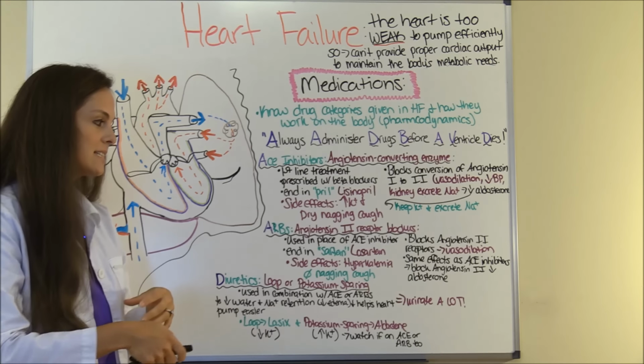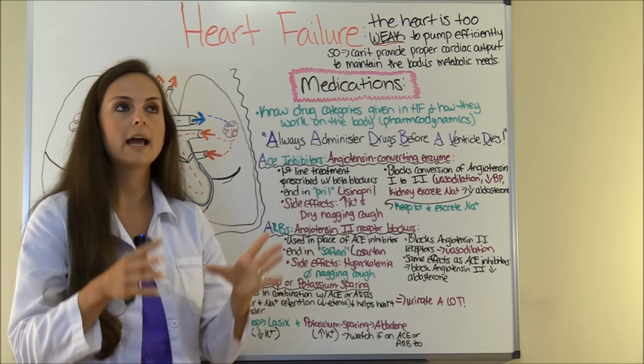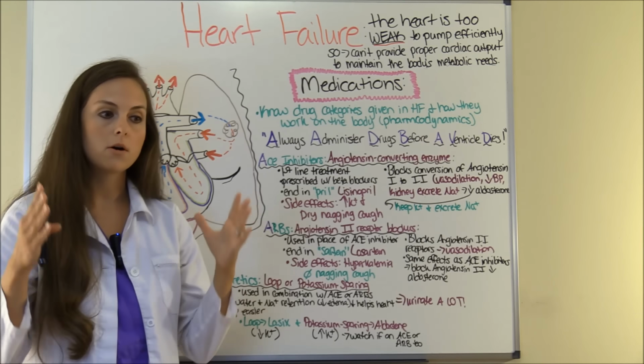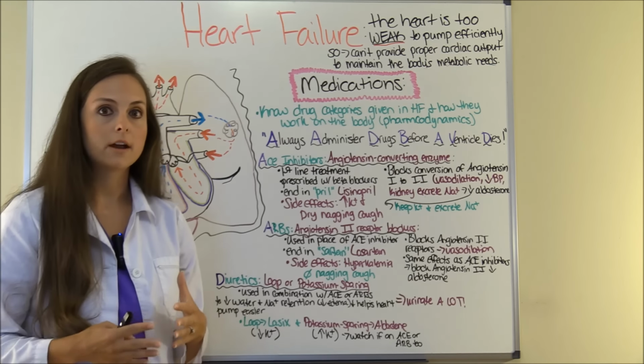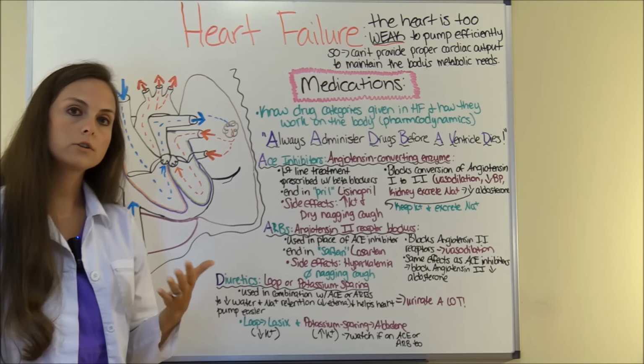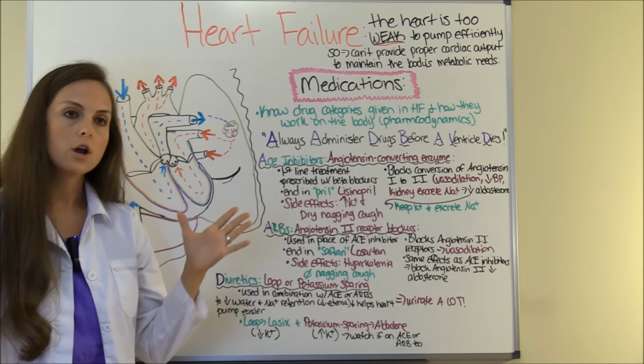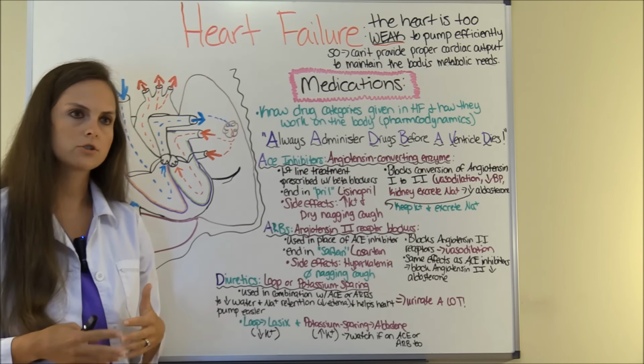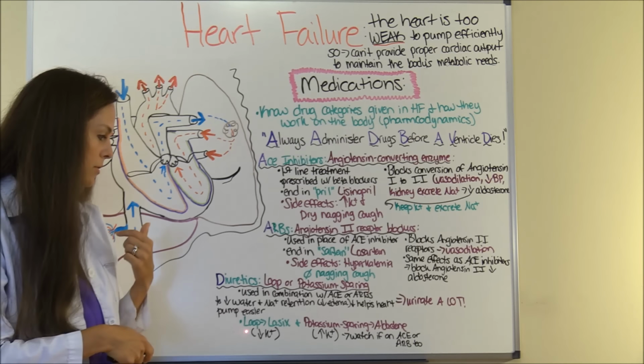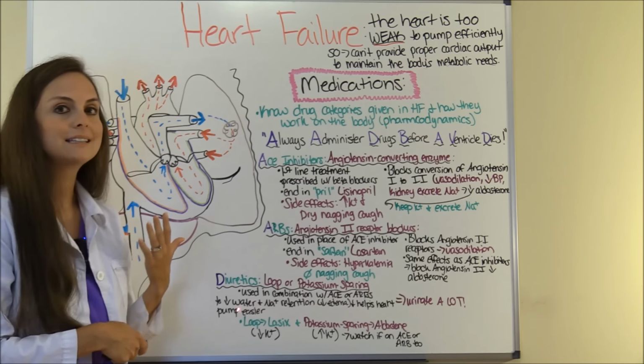However, a side effect of this is that this patient will urinate a lot. So as a nurse, you want to be monitoring that urine output very, very closely. And you want to monitor their BUN and creatinine, making sure we're not diuresing them too much and putting too much strain on those kidneys. Okay, an example of a loop diuretic is Lasix.